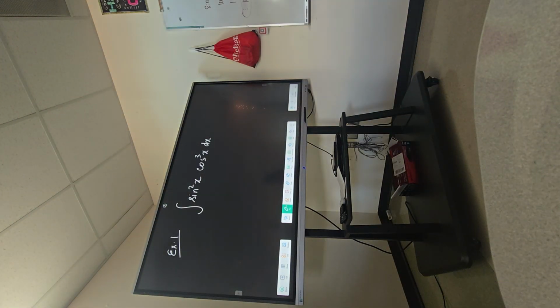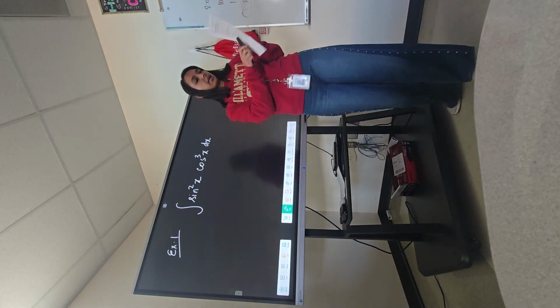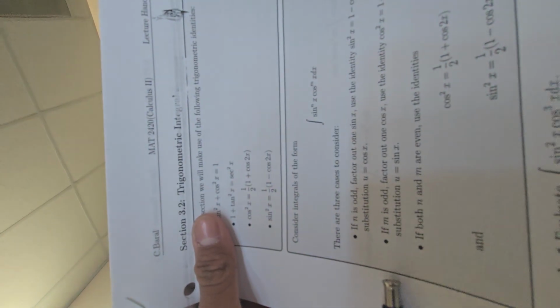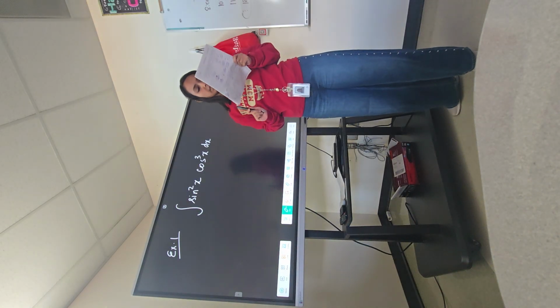Which exponent is odd? Cosine. Cosine's exponent is odd. So in our rectangle box, which case are we looking at? The second one. That's case number 2. If m is odd, which means the exponent of cosine is odd, we're going to factor out 1 cosine from here, and then we're going to use the identity.